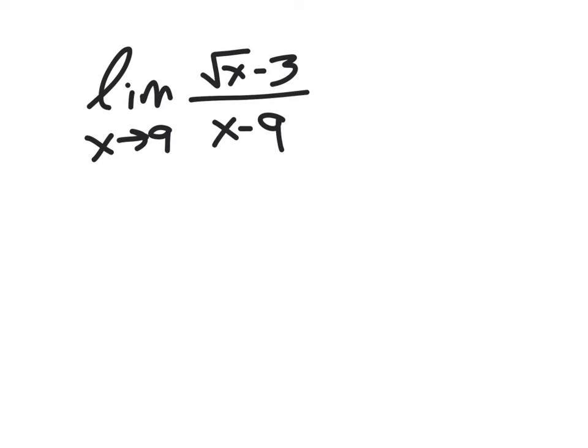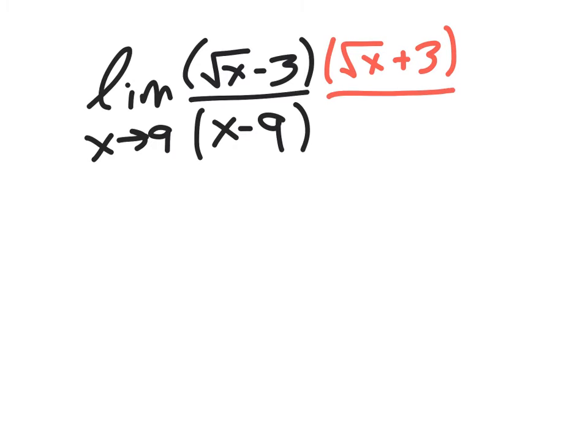But another option is algebraically we can deal with this. Whenever we see a situation that is kind of an irrational expression like we have on the top there, a good idea is to multiply by the conjugate to see what happens. So when we multiply by the conjugate, square root of x plus 3, notice that that has a plus in it instead of a minus because the conjugate will have the opposite sign in the middle there, the opposite operation.